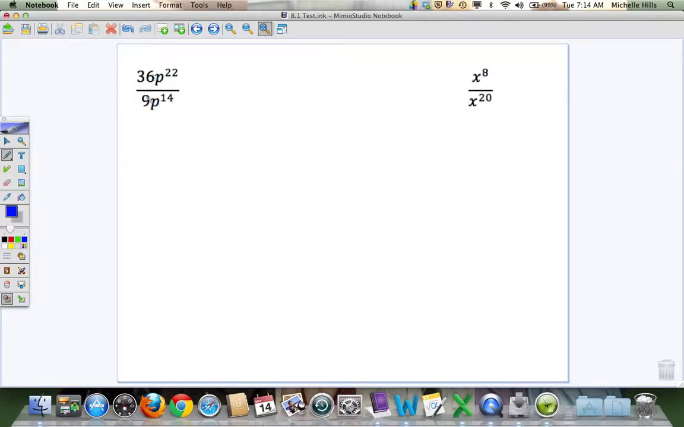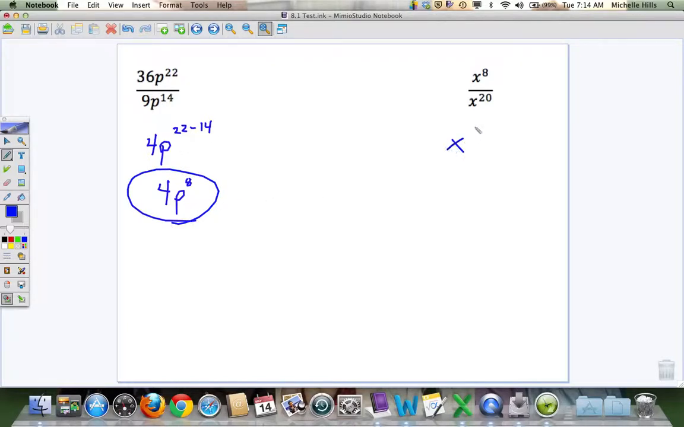Dividing things. Well, 36 divided by 9 is easy. 36 divided by 9 is 4. But think about what happens if I expanded this out. I'd have 22 p's expanded out in the numerator and 14 p's in the denominator. 14 of those pairs would cancel out, leaving 8 p's in the numerator. How do I show that I get that 8? I show that I am subtracting 22 minus 14. So 4p to the 8th power is my final answer, and this work shows I know the property.